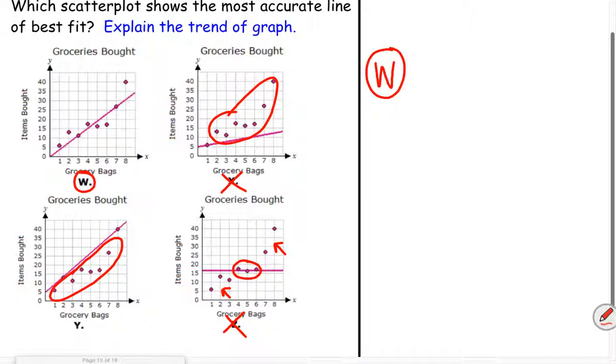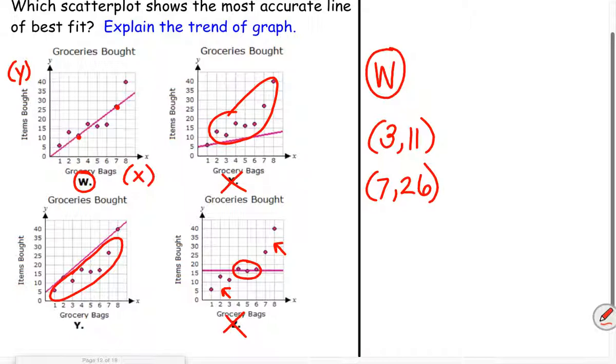Now let's explain the trend of the graph. So we are comparing grocery bags as our X value to the number of items purchased, our Y value. Now if you have trouble looking at this graph and writing a sentence about the trend, try taking 2 ordered pairs that fall on your line and using that to help you. So I'm going to use this dot right here, which is about (3, 11). And I'll use this dot that also falls on the line, which is about (7, 26).